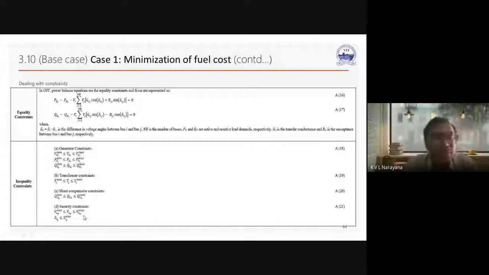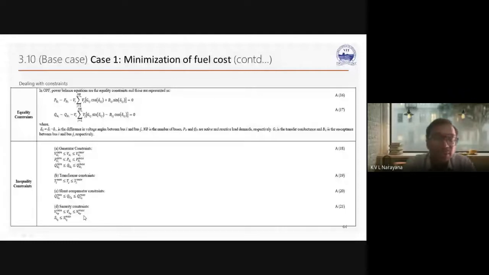So under these constraints, the fuel cost must be minimized. Now the final objective function formulation includes the minimum of the fuel cost plus penalty. Suppose there is any violation of the constraints I have shown, any violation of the generator constraints or transformer constraints, the penalty must be added to the fitness function.